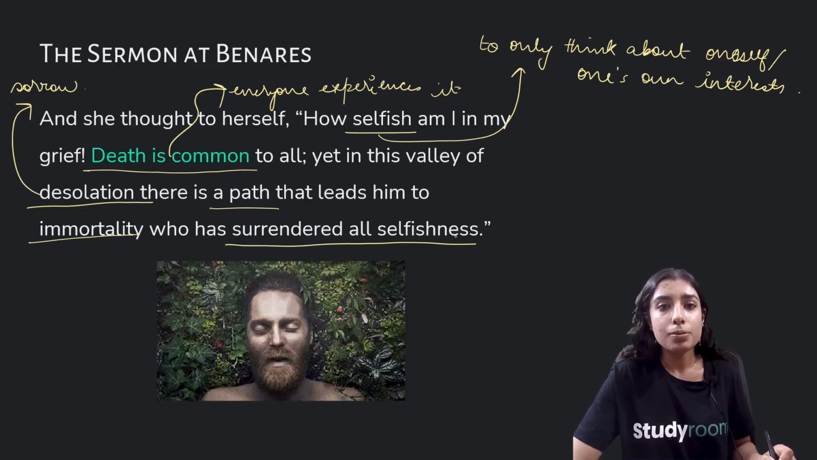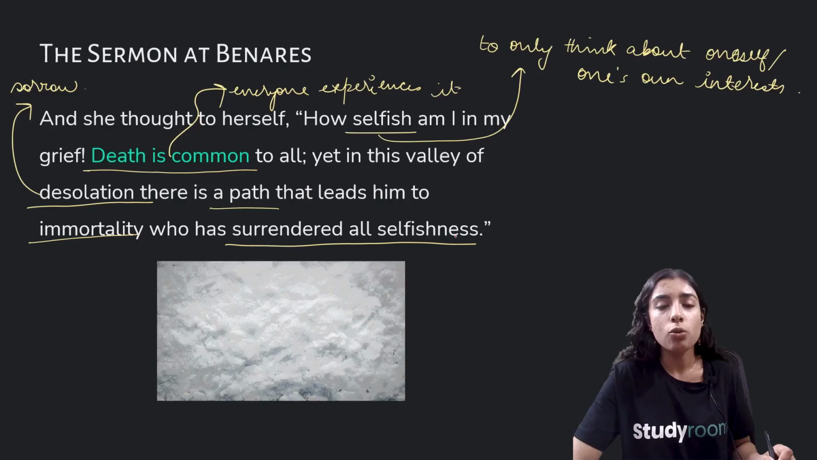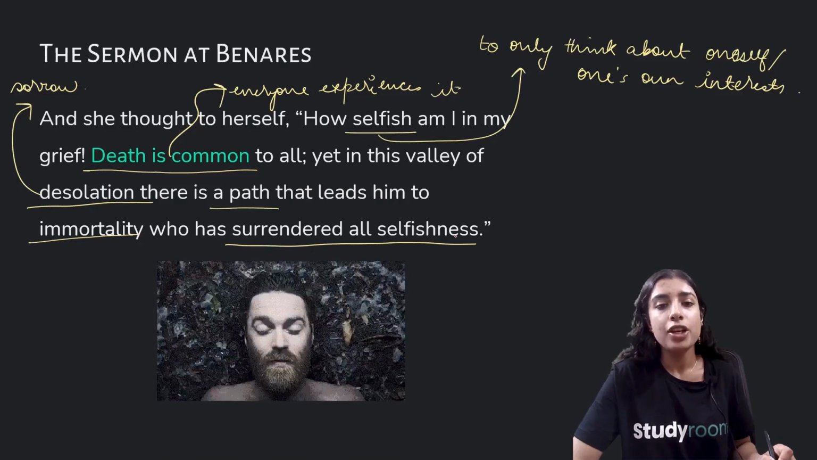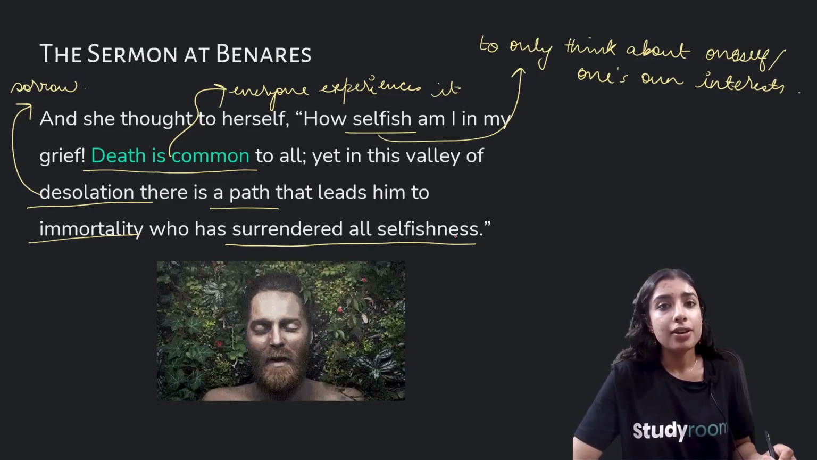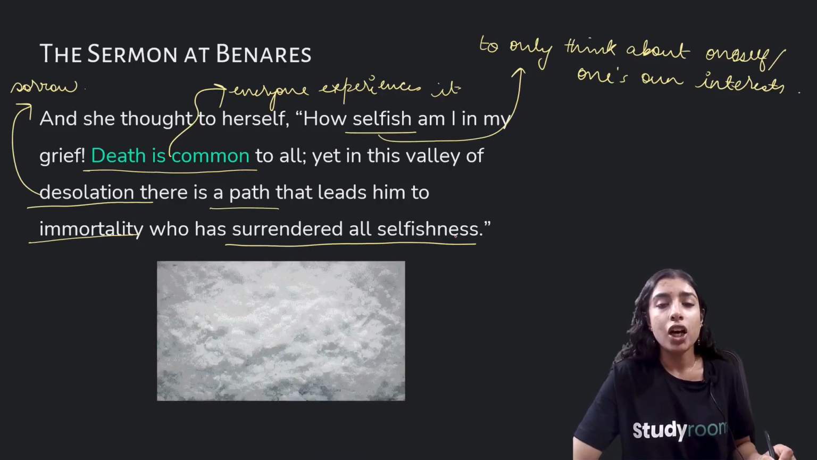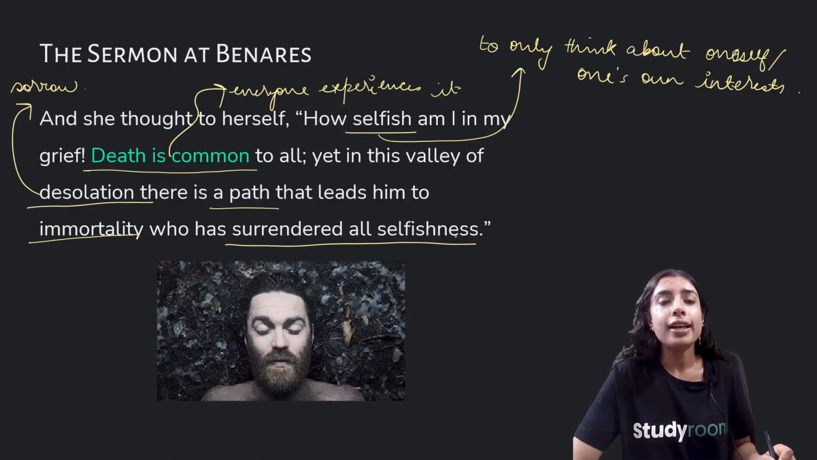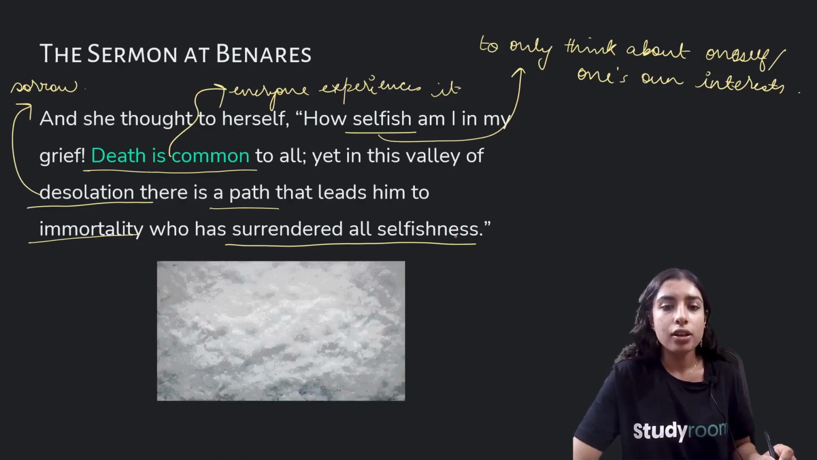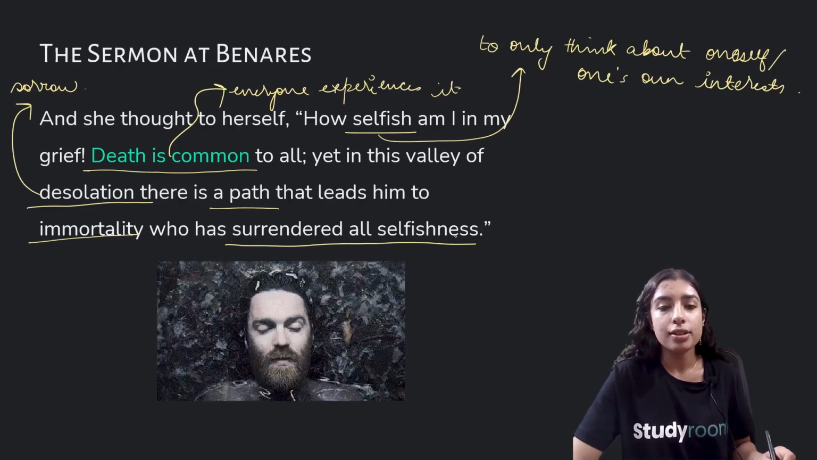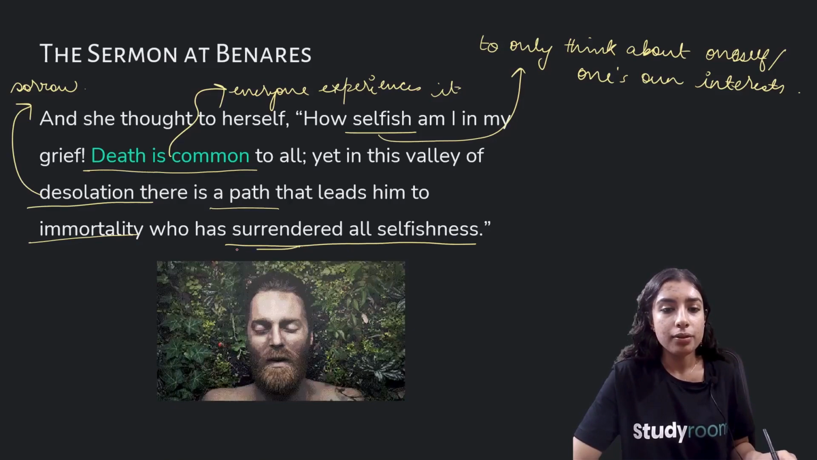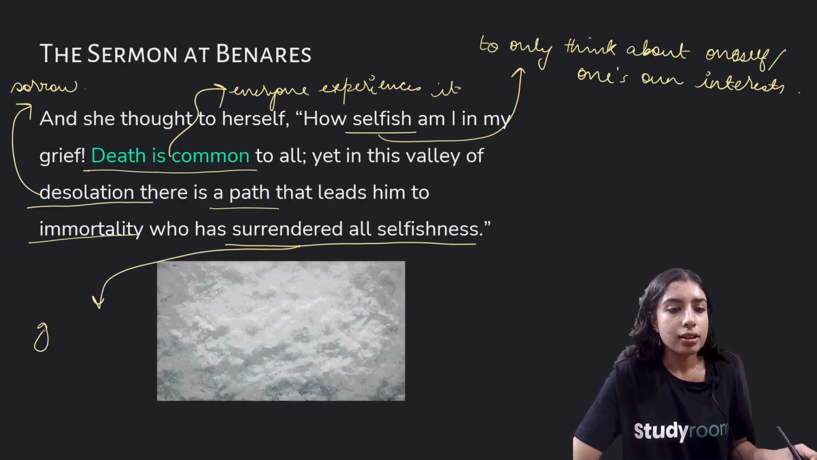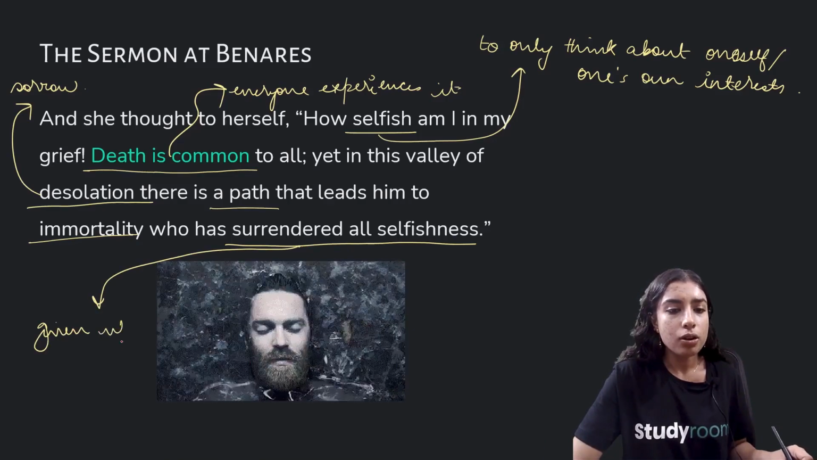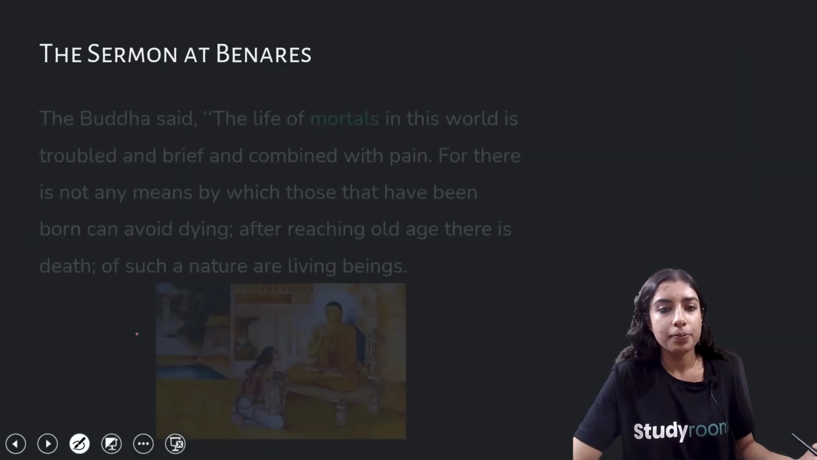However, in this path of saddened reality where death is common to all, she realizes that there is a way out to immortality. However, immortality as a state is only achieved by those few who have surrendered all forms of selfishness. That is, somebody who has given up all selfishness.